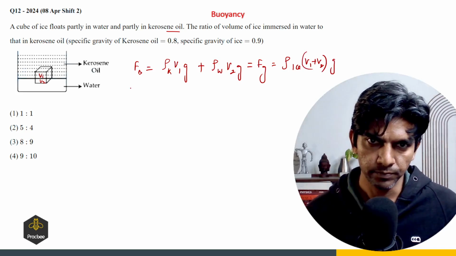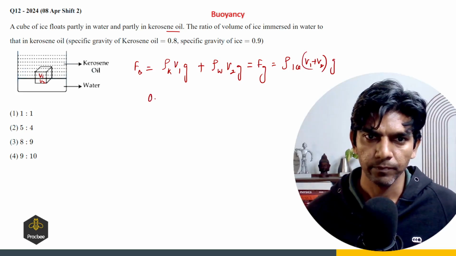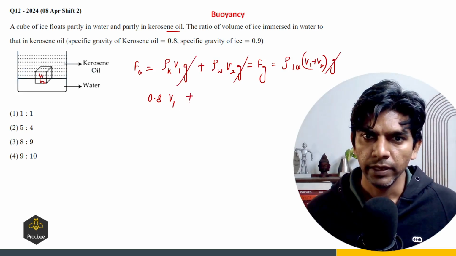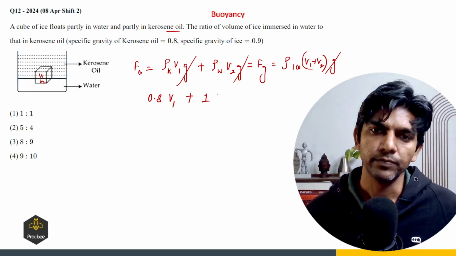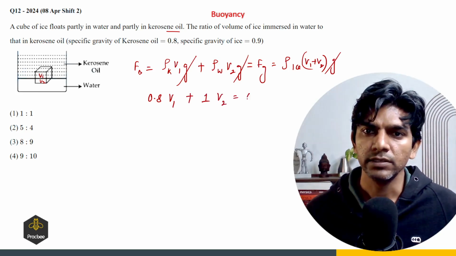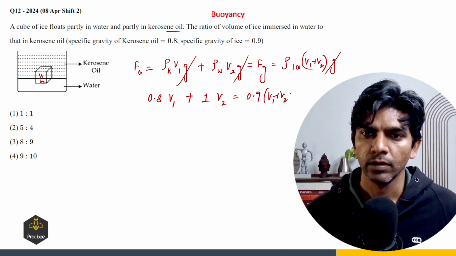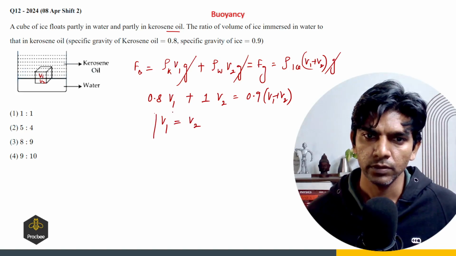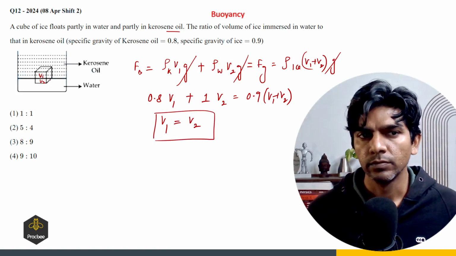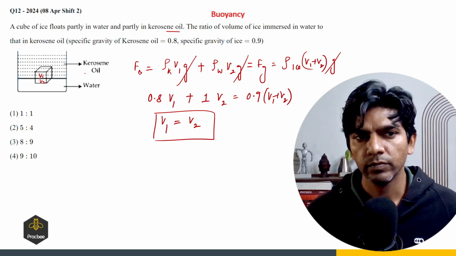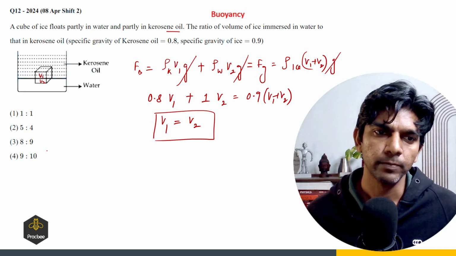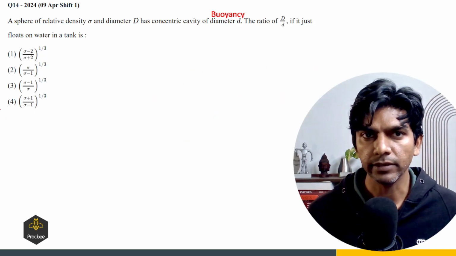Now from this, density of the kerosene is 0.8 and g will get cancelled out everywhere. And density of water is 1 gram per cc, and density of ice is given as 0.9. Now from this we can say V1 comes out to be equal to V2. So it is displacing equal volume for kerosene and water. So it should be 1:1. So option 1 is the right answer.